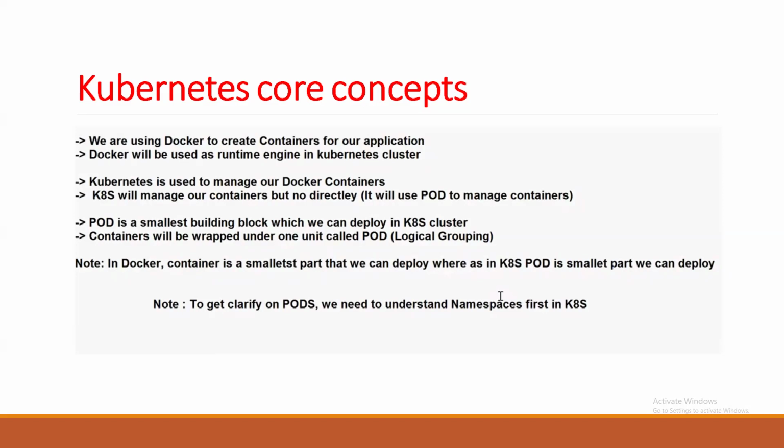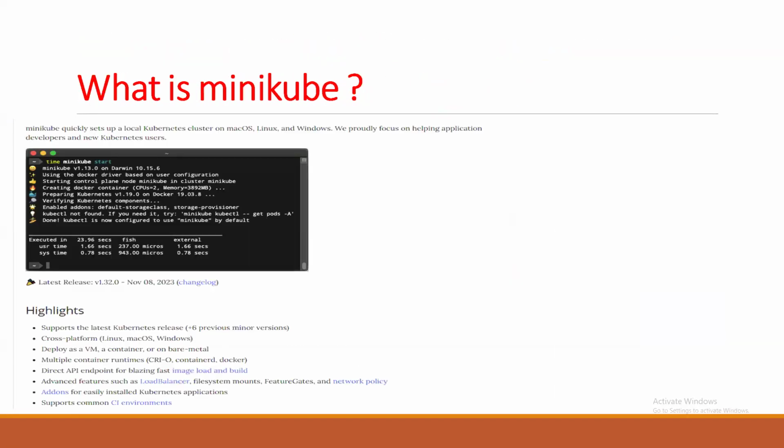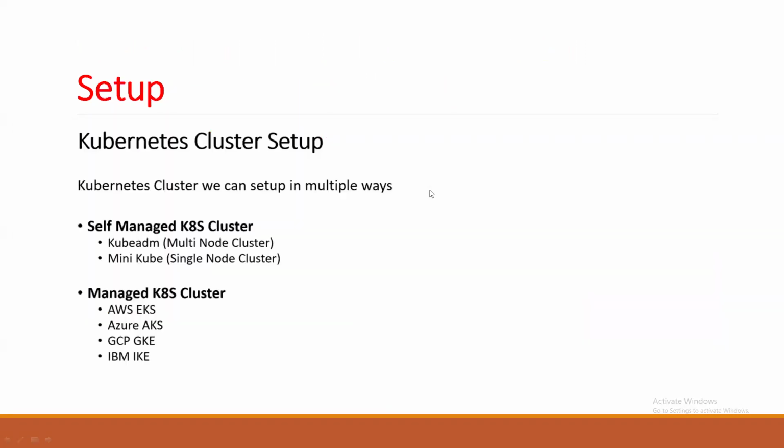Okay, a pod is the smallest building block which we can deploy in a Kubernetes cluster. Containers will be wrapped under one unit called a pod. So when they are grouped into one unit, that is called a pod.